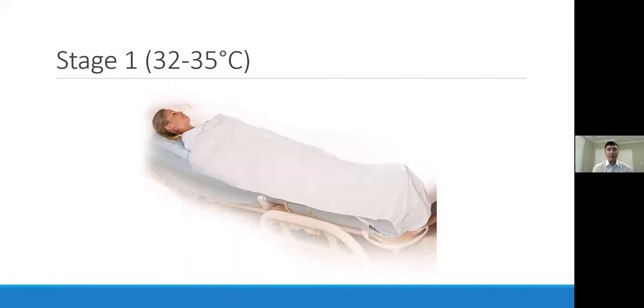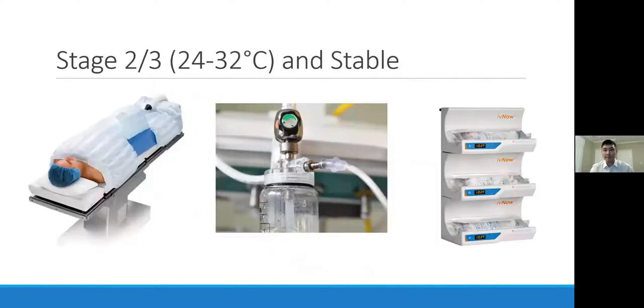Moving on to more specific management, at stage 1, between 32 to 35 degrees, passive rewarming with warm blankets and warm fluids PO is often adequate. And if the patient is awake enough, then doing activity can help as well. For patients in stage 2 or 3, between 24 to 32 degrees, as long as they're stable, you want to use active rewarming with non-invasive and minimally invasive methods, including using a Bair Hugger, using warm humidified oxygen, and warm IV fluids around 40 degrees Celsius.